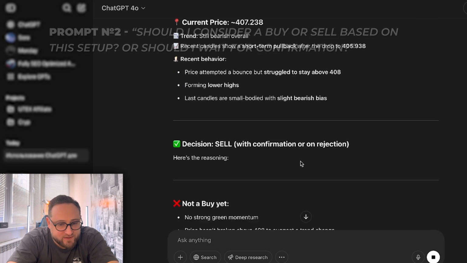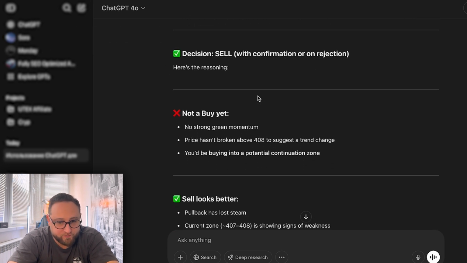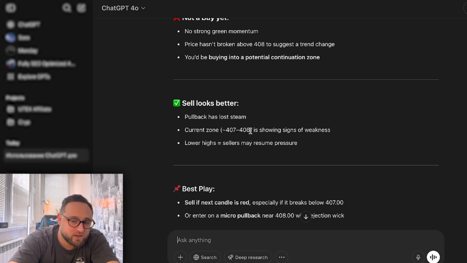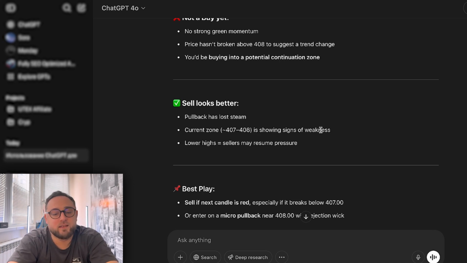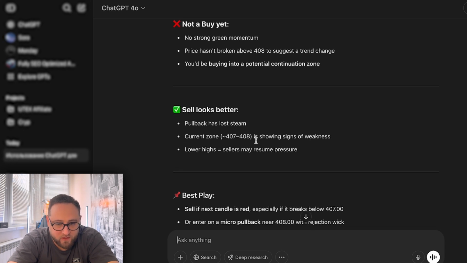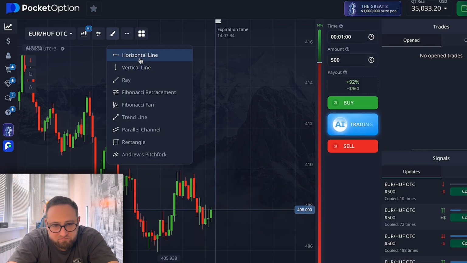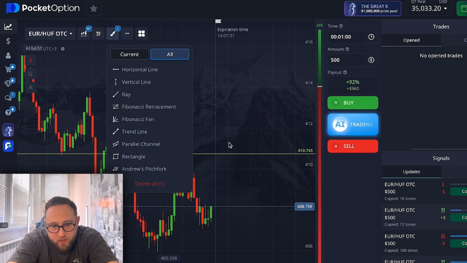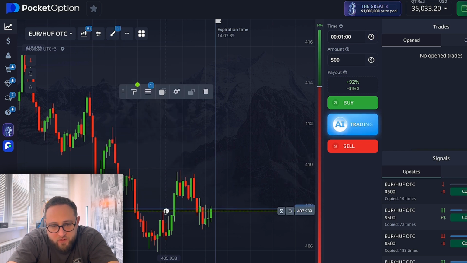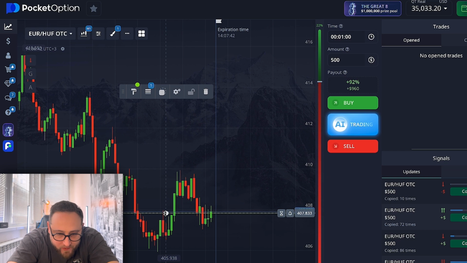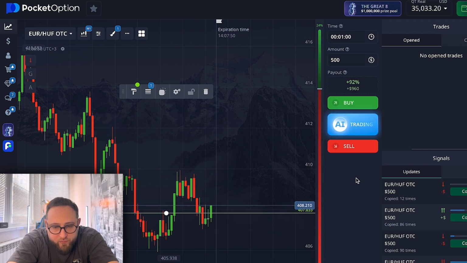Okay, let's ask for another decision. Same pair, fresh screenshot, new conditions. Now the AI gives us an actual plan. If price breaks 407, then sell. Okay. Now let's draw the line, and I will draw it a bit higher than 407. And we'll wait to see if the candle will break this level or not.